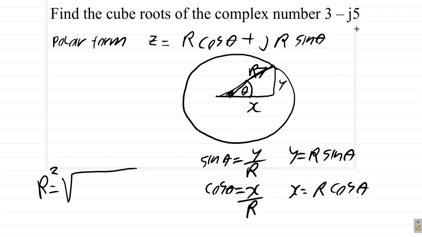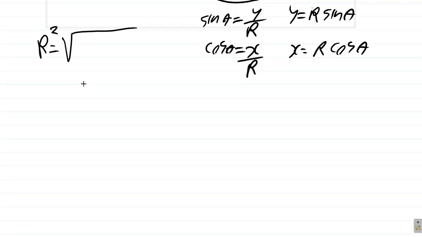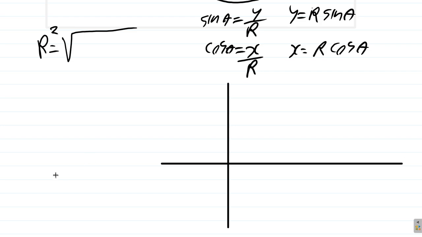what this complex number looks like. 3 minus j5. We have our x axis and y axis. We have 3 and minus j5. So let's say it's somewhere here. So this would be 0, this would be negative 5, and this would be 3. All right, good.